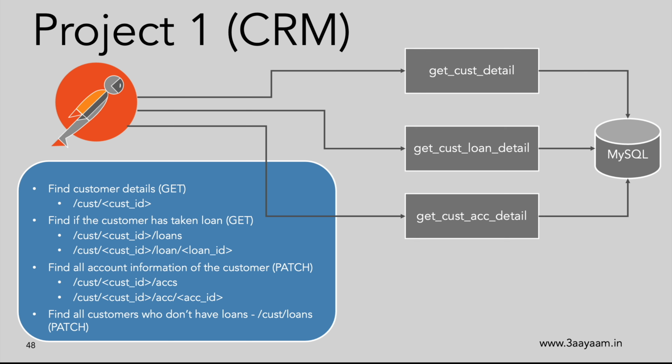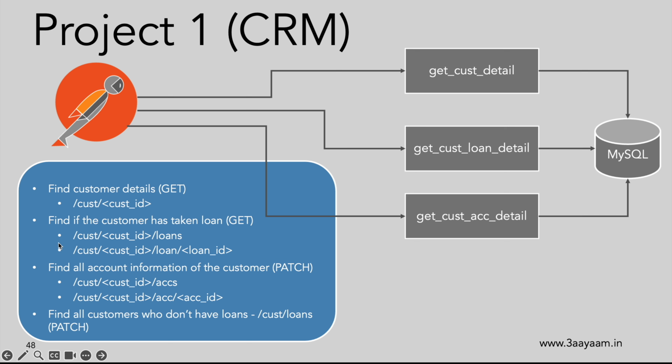And here are the points how those APIs would be implemented and what would be the API endpoints or URL endpoints. To get customer details, what I'm going to do is use cust/custid, and I'll use the get method to implement the same. Then the second one would be to find if the customer has taken loan or not. Again, I'll use HTTP get method.